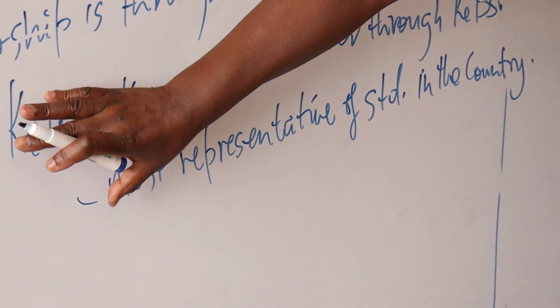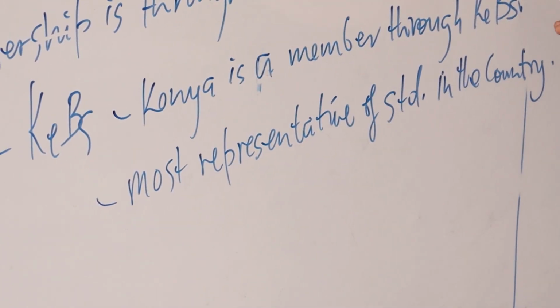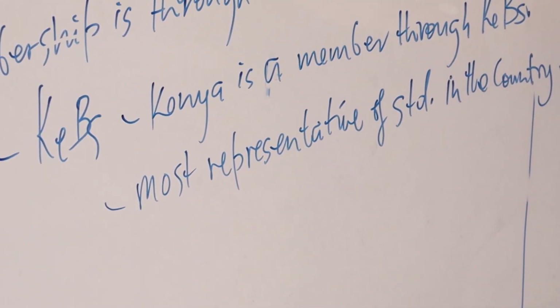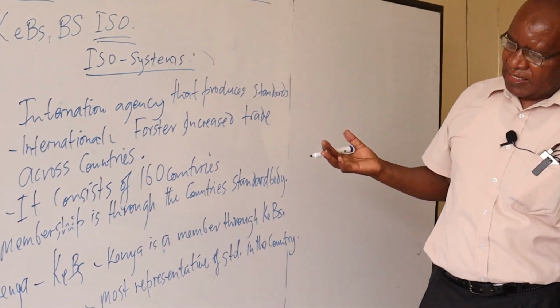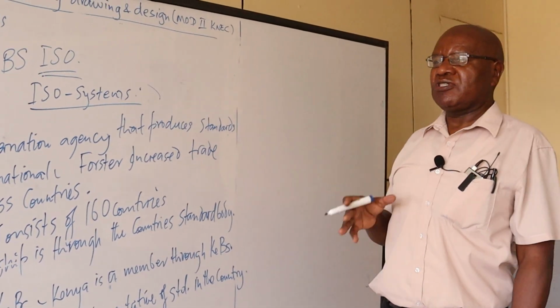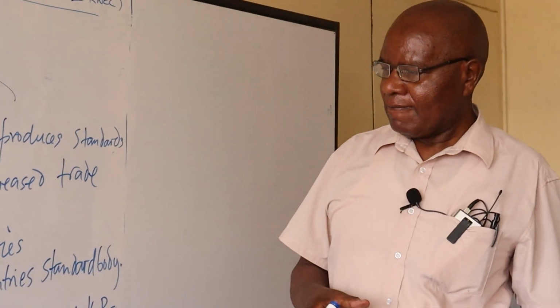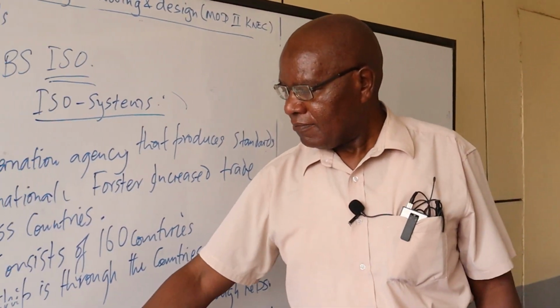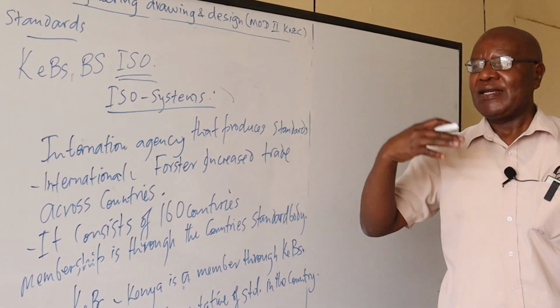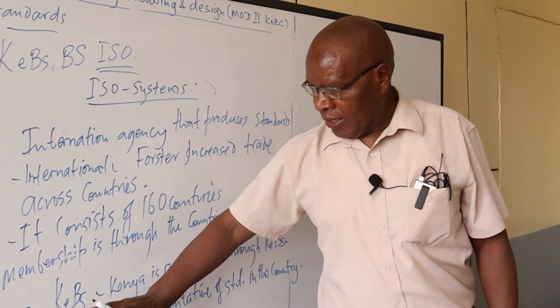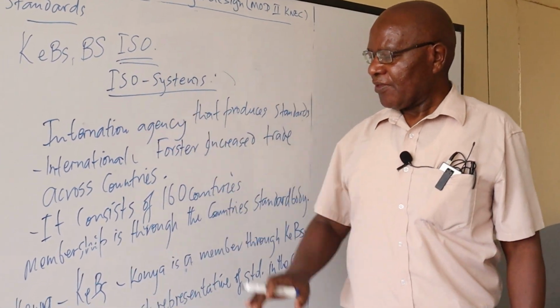Well, the only fortunate thing is that in Kenya, you have got only one standards body. Now you find in bigger countries, like in the US, there are various states. Each state has got its own standards body, but then they have got a national one. Now that national one is the one which will be registered in ISO.